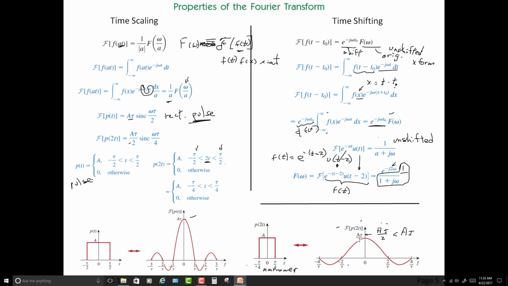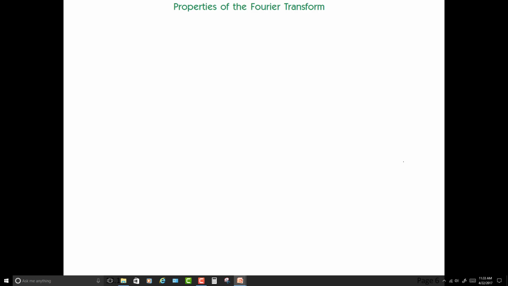All right, on to the next property. Our next one is frequency shifting. And we're saying the result right at the outset. If I take f of t and I frequency shift it, right, is the transform of the frequency shifted one. What is that? We're going to see. Is it just this? So this is the end result.